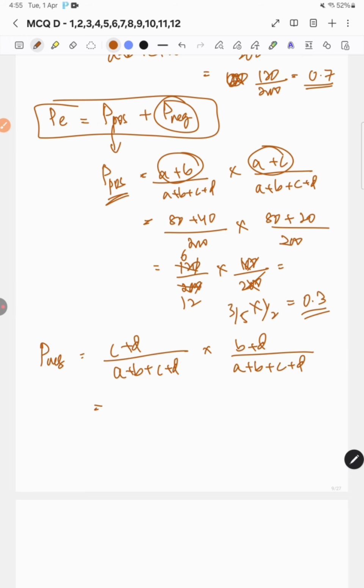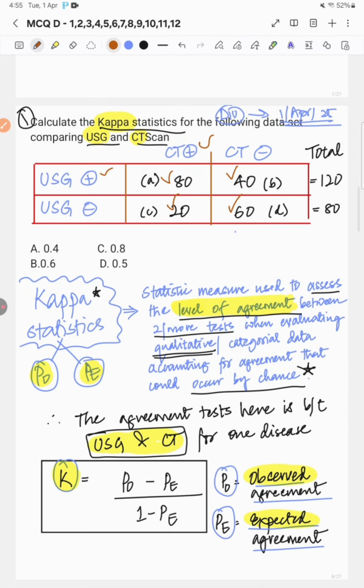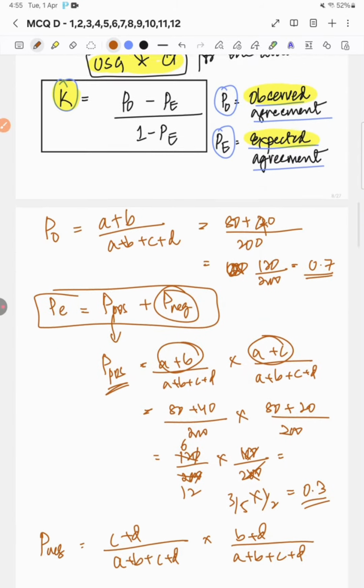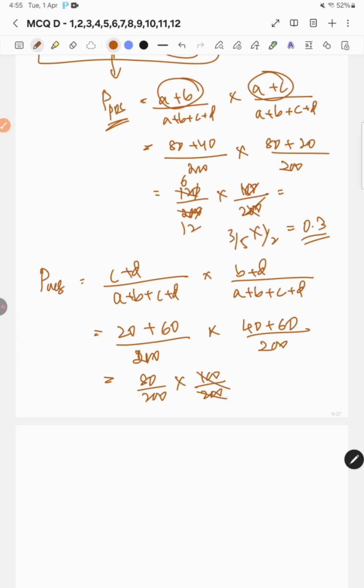So now calculate. What is C value? C value is 20, D value is 60, B value is 40. Remember it. Okay, C value is 20, D value is 60 divided by 200 into what is B value? 40 plus D value 60 divided by 200. Now calculate. 80 divided by 200 into 100 divided by 200. The value comes somewhere around 0.2. Calculate it. It comes somewhere around 0.2. There will be calculator. Don't panic.